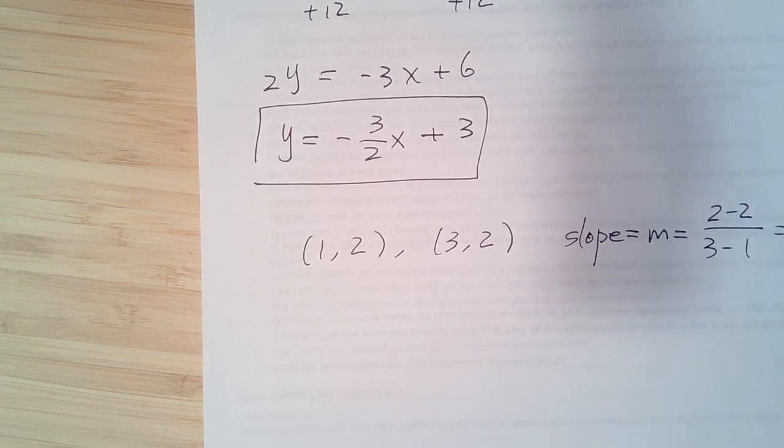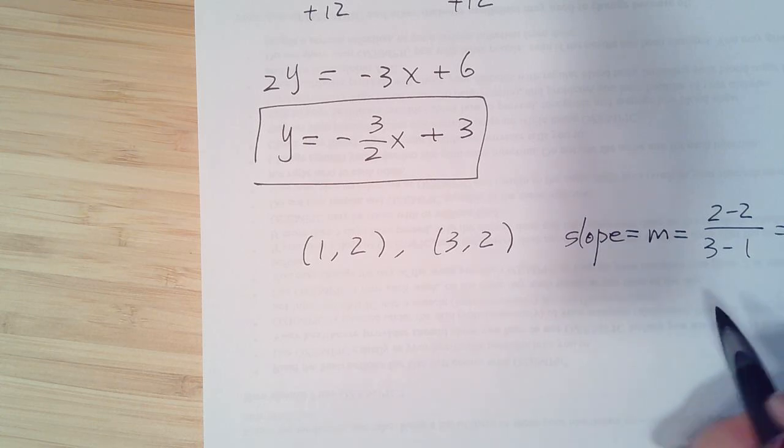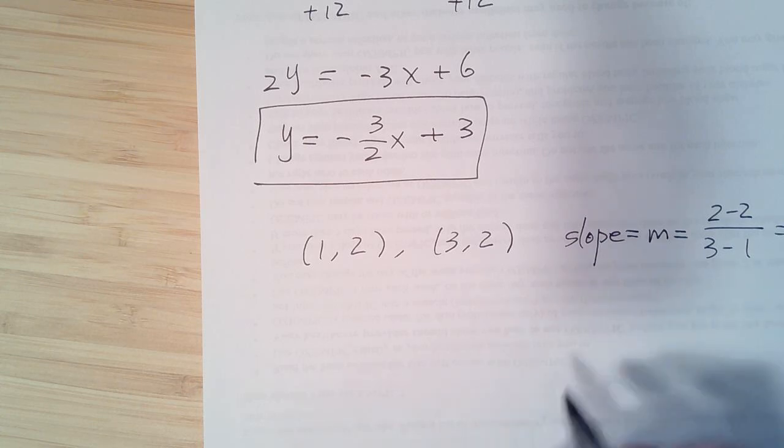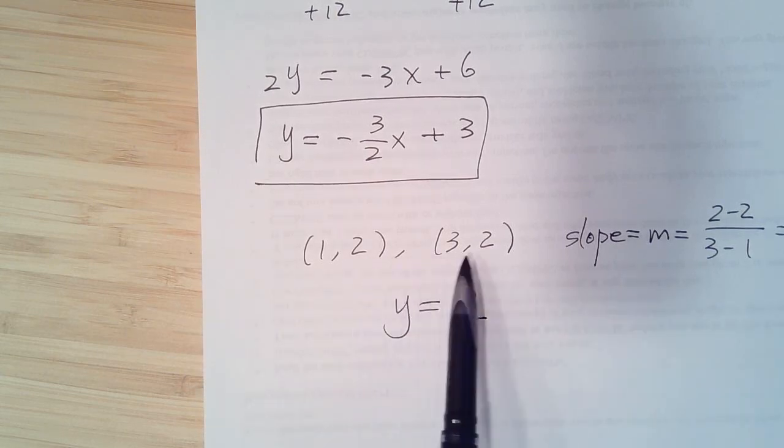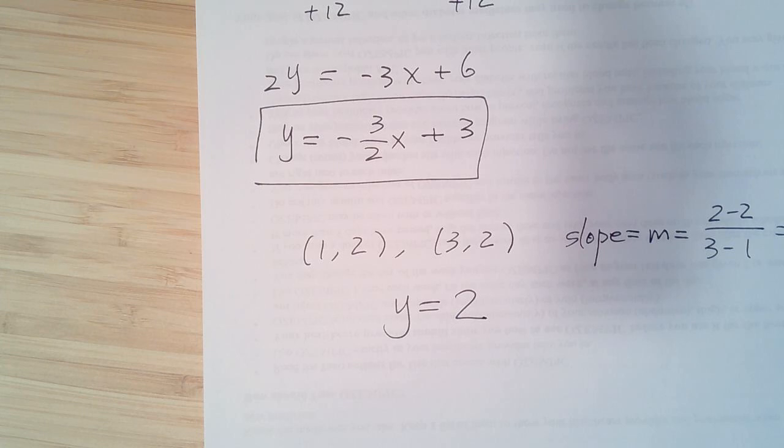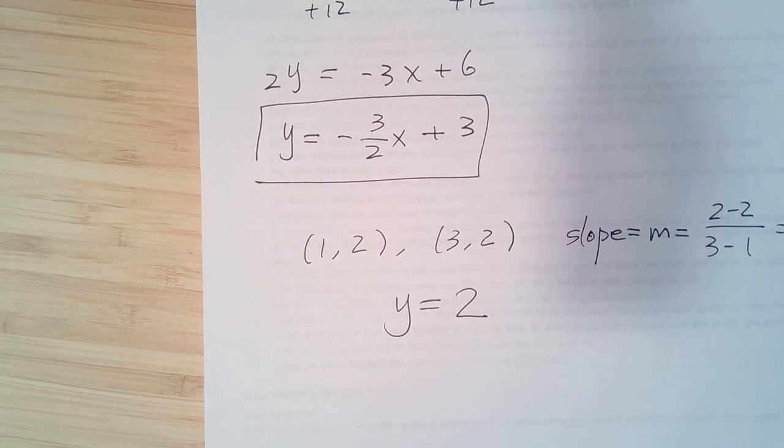So that's a flat line or constant function. So that is y equals a constant. What is that constant? 2. See, y is always 2, doesn't matter what the x value is. Sounds good? Okay.